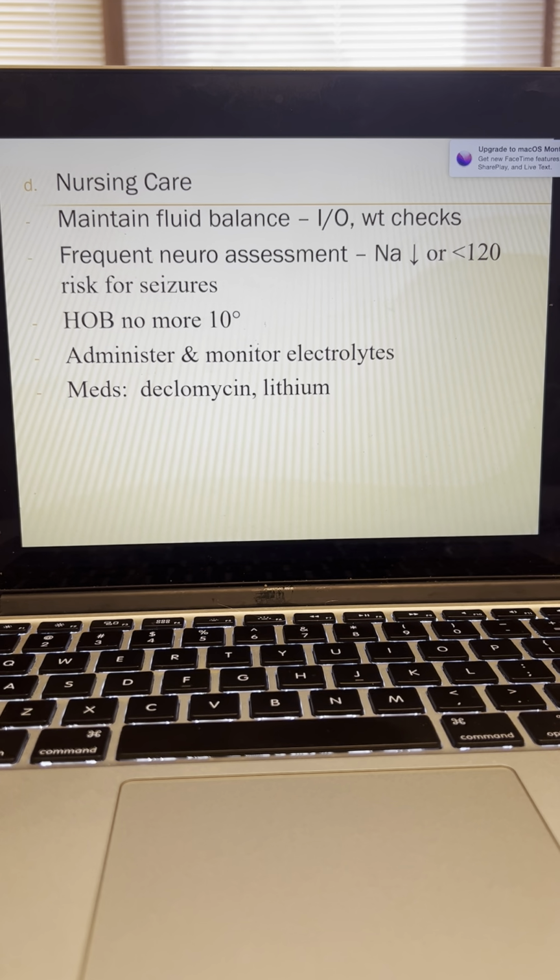Medication that they can be put on might be declomycin. Declomycin actually blocks the effects of antidiuretic hormone in the kidneys. And then lithium blocks ADH. But remember back from your mental health that lithium does cause a lot more side effects. So our drug of choice here would be declomycin, and then lithium would be our second choice if that was not working.